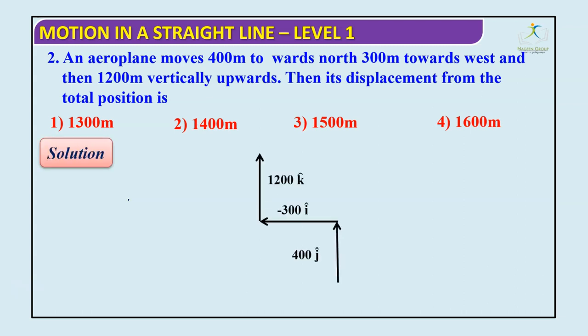So the solution part is, as you can see in this diagram, firstly the aeroplane is moving towards the north. This is north. Then after that towards west. Then vertically upward. So this is the vertically upward position.